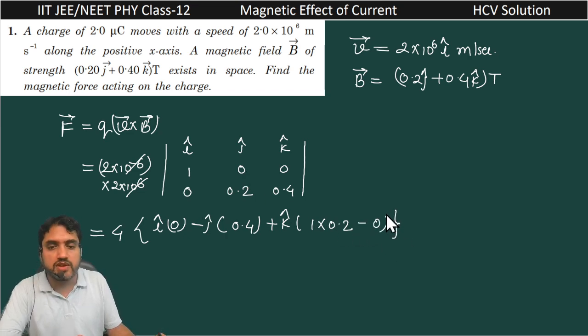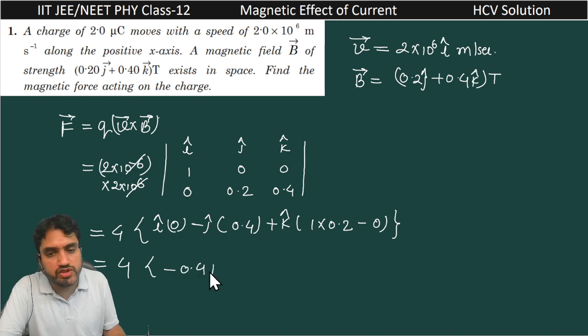So 4 times, the i term will be 0, and it will be minus 0.4 j cap, that is the coefficient of j, and 0.2 k cap. If we multiply this 4 inside the bracket, we will get minus 1.6 j cap and plus 0.8 k cap, and this force should be in Newton.